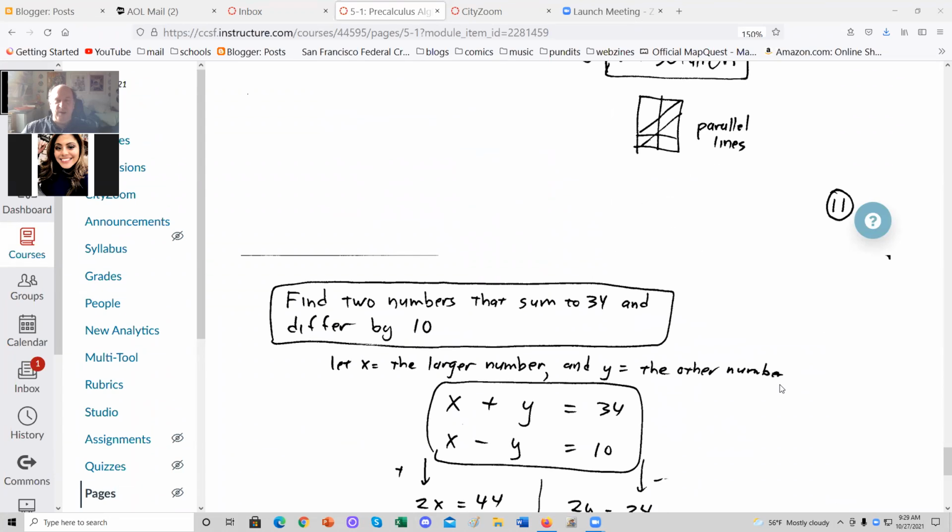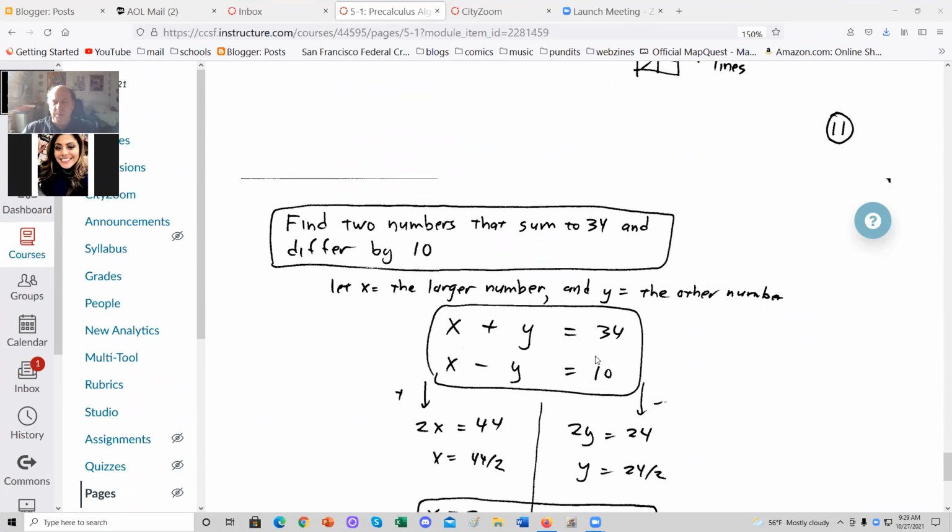Finally, here's one. Find two numbers that sum to 34 and differ by 10. All right, so this is a word problem. So the hard part is the first step, writing the equations. Let x be equal to the larger number and y equal to the other number. Then their sum is x plus y, which equals 34. And their difference, putting the big number first, is x minus y, and that equals 10.